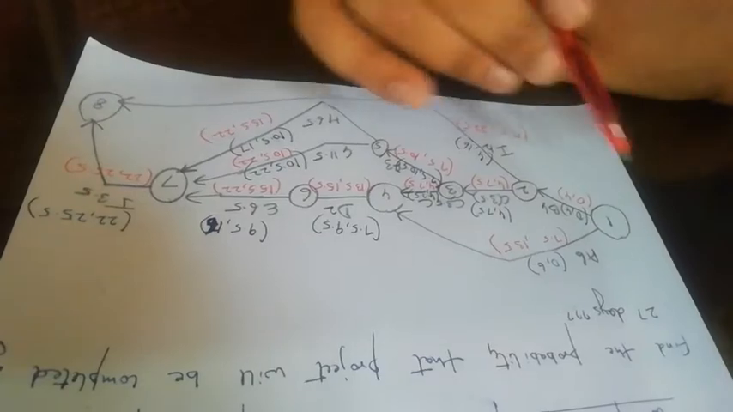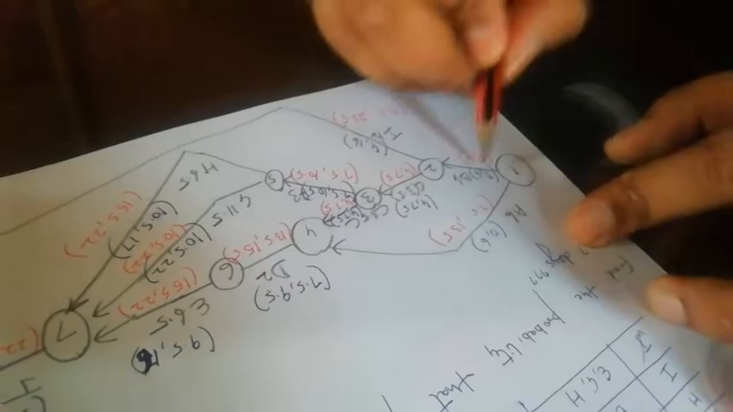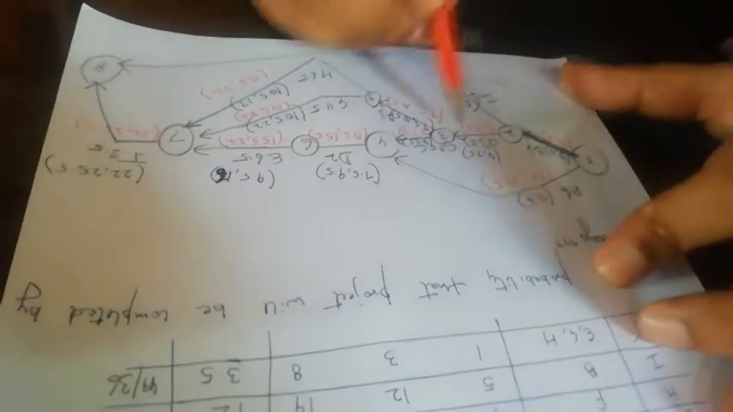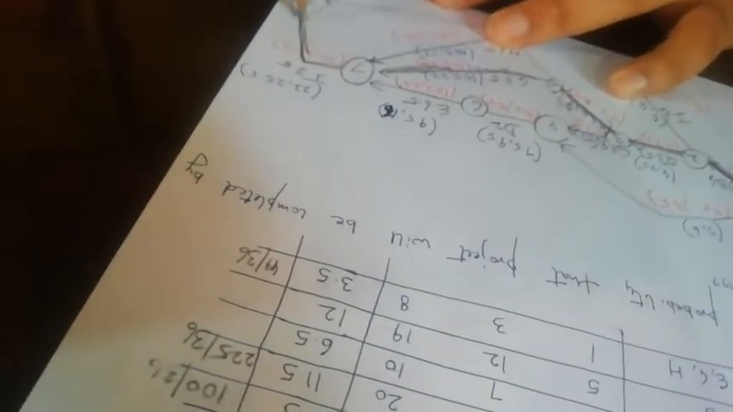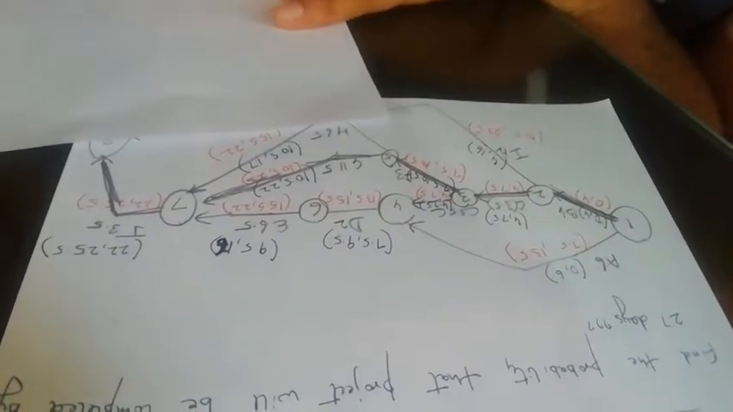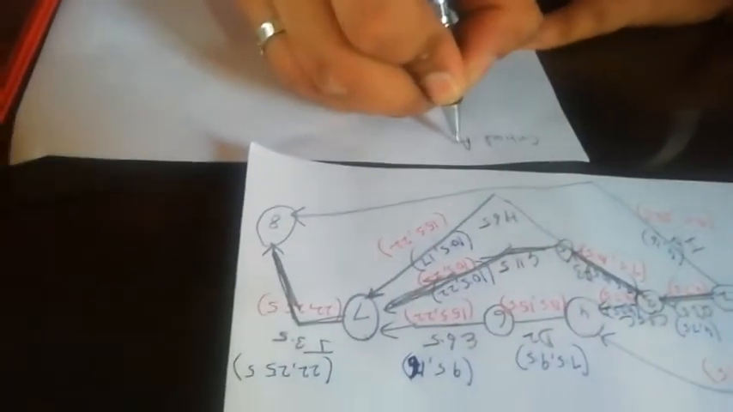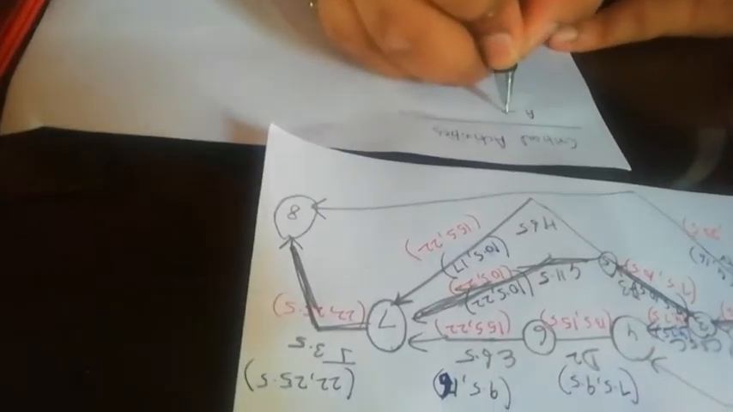Now we calculate the critical path. Where both figures are the same, the activities are critical. So the critical activities are B, C, then F, then G, and then J. According to our network diagram, the critical activities are B.